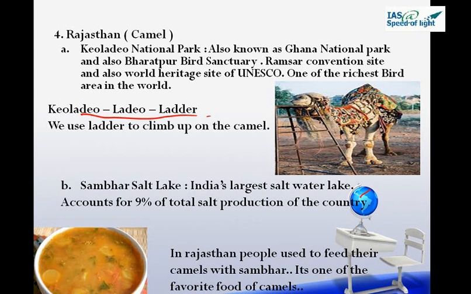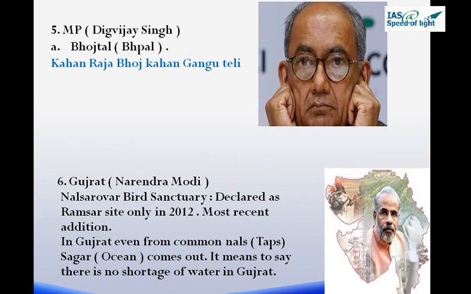Now our fifth state is Madhya Pradesh, that is Digvijay Singh, and the wetland is Bhojtal. It's in Bhopal, which is the capital of MP as well. So Bhojtal, we get: Kahan Raja Bhoj aur kahan Gangu Teli. Gangu Teli is Digvijay Singh. So Kahan Raja Bhoj and Kahan Gangu Teli.